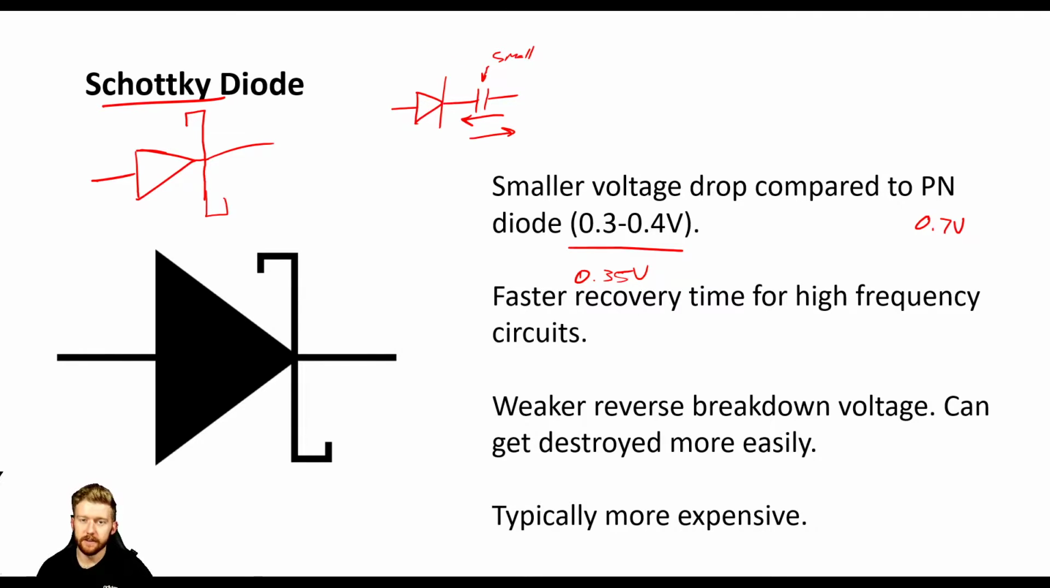Now, their disadvantage is that they do have a weaker reverse breakdown voltage. Again, that's going to come as a trade-off. Because you have that lower voltage drop in the forward direction, you're not going to be able to withstand as much reverse voltage before it starts to break down and conduct. In addition, because the fabrication process is a little bit different and more involved, they are going to be more expensive compared to your general purpose PN diodes. It's not to say that they're very expensive, but they just are more expensive.